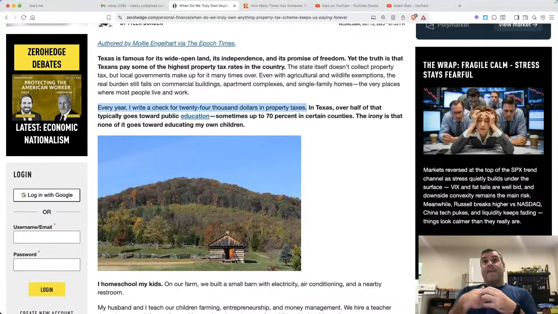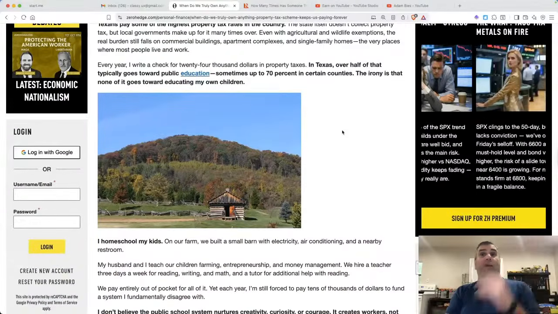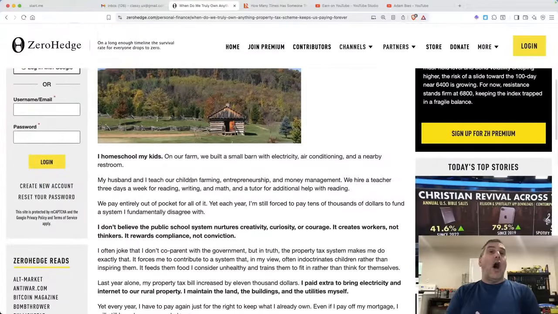So, it says here in Texas, over half of that property rent goes towards public education, sometimes up to 70% in some counties. The irony is none of that goes toward educating my own children. So I don't know, where's the other half go? Number one. And number two, where does the other half go? It doesn't say. Once again, this author, I homeschool my kids.